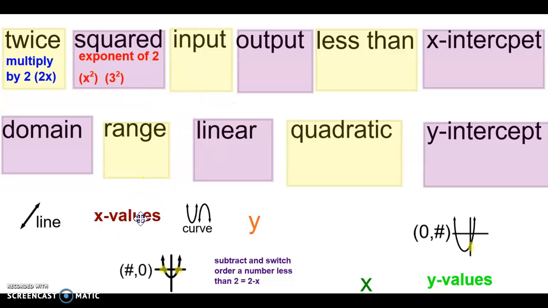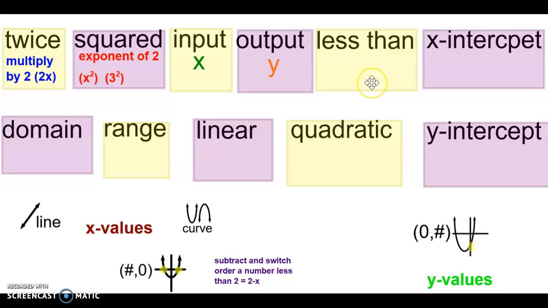Input, those are my x values. Input is talking about x. That means output is just talking about my y.